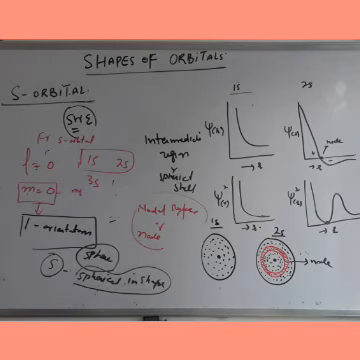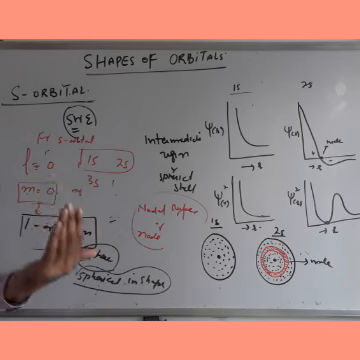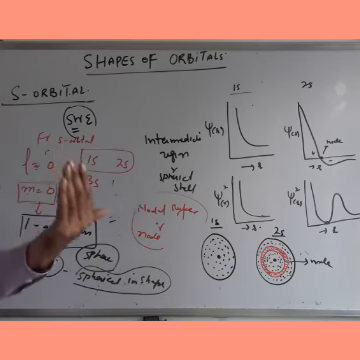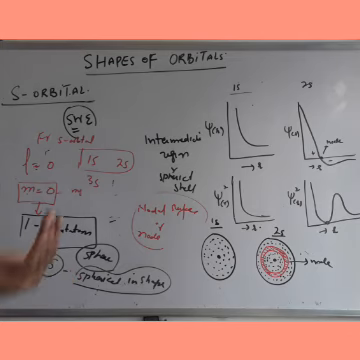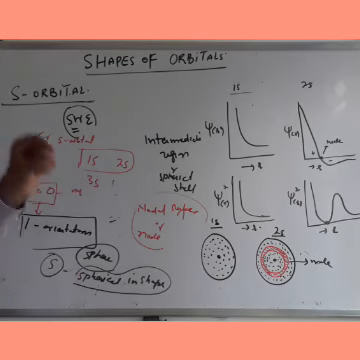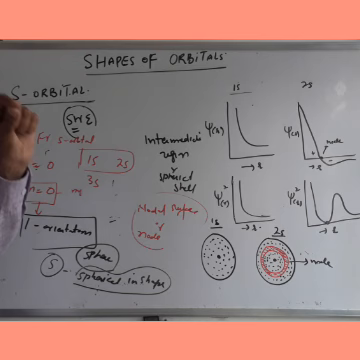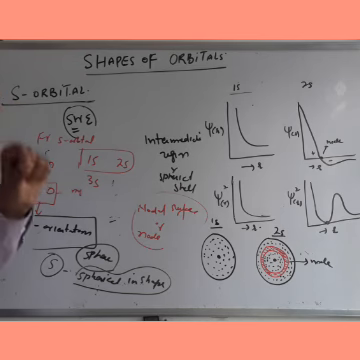So this was about the shape of the s orbital. We can conclude that for an s orbital the value of l is equal to 0 and the value of m is equal to 0. From these values we can conclude that the s orbital is spherical in shape. That means the probability of finding the electron is the same in all directions at a particular distance from the nucleus. Okay, thanks.